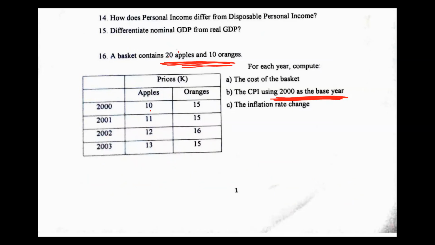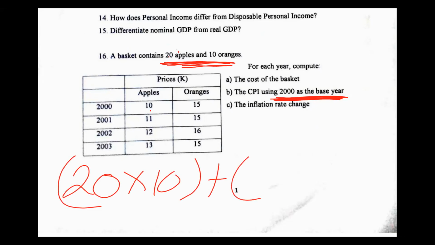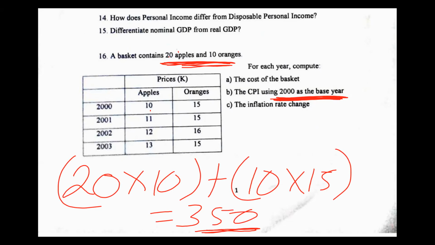So take, for example, the year 2000, there will be no change because you have the quantity 20 of apples times 10 plus the quantity for oranges, 10, times 15. This is the same CPI for 2000, the consumer price index. So what you do first, you get the cost of that year divided by the cost of the base year.